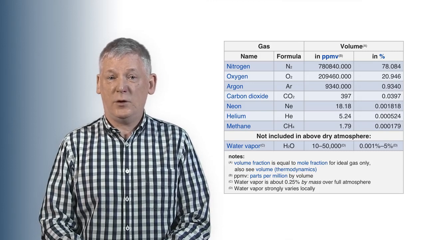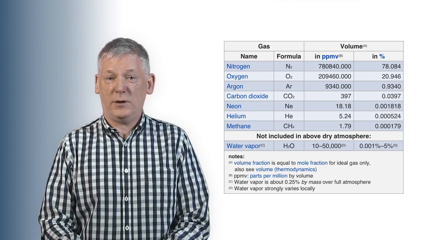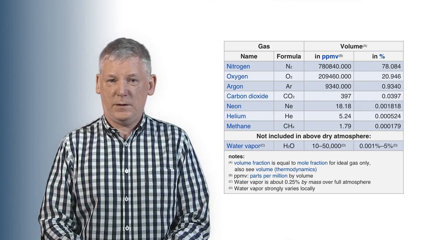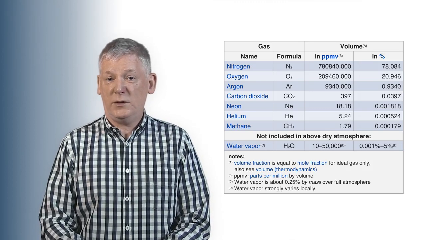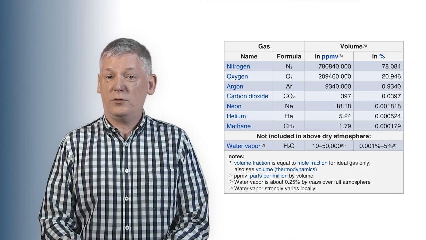As you can see, the amount of water vapour varies widely depending on conditions. We have already mentioned that there is ozone in the stratosphere, but only at levels of 8 parts per million. Still, it plays a very important role in protecting us from the solar radiation.